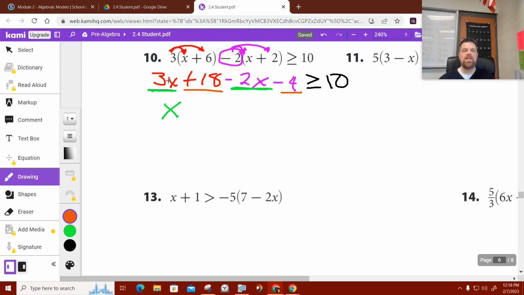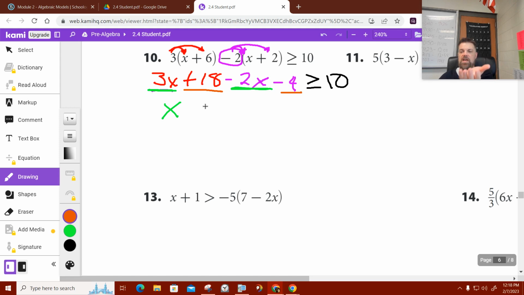Remember that 3x is a variable term. Variable term is just a fancy word for it has a letter. And then the number in front of the letters is what we add or subtract. So 3 minus 2. By the way, what's the fancy word for the number in front of the letters? Anybody know? Coefficients. So 3 minus 2x gives me x.